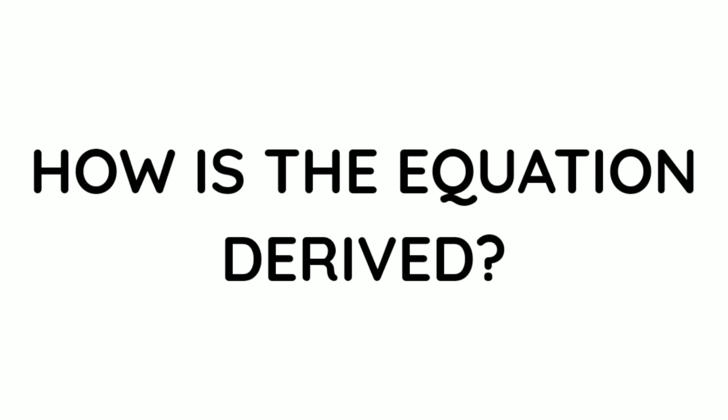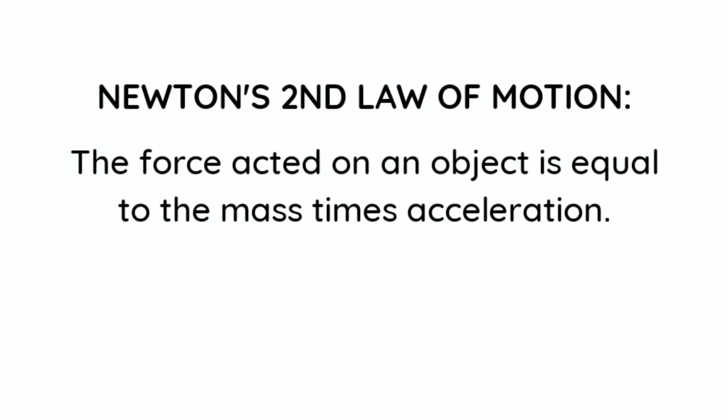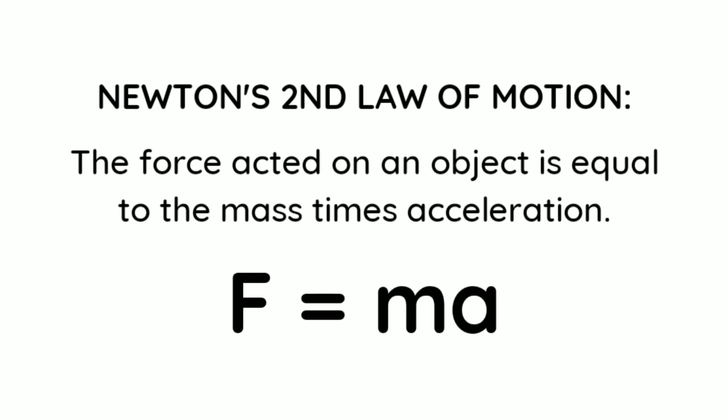Now, let's understand how this equation is derived. We start with the inertial force. In Newtonian mechanics, the inertial force is described by Newton's second law of motion, which states that force is equal to mass times acceleration. So the formula for our inertial force is F sub I, representing inertial force, is equal to mass m times acceleration a.